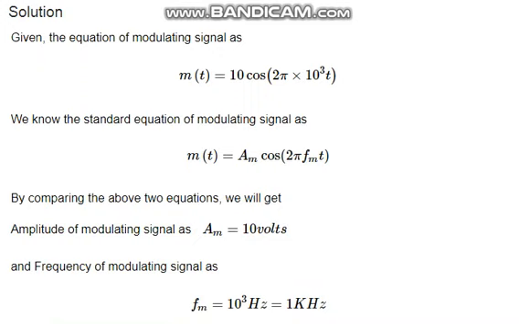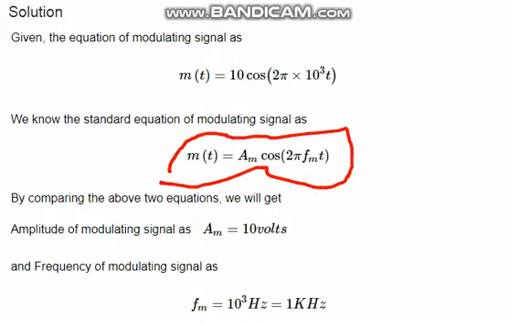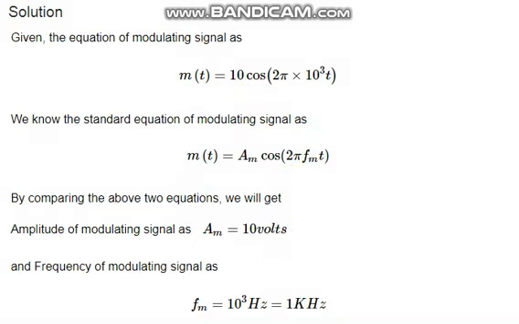There is a given equation of the modulating signal, m(t), and that is the standard equation of a modulating signal. First of all we have to set the standard equation of a modulating signal, that is m(t) = Am cos 2πfm t, to find what Am is and what fm is. From the 2πfm t you can get fm equal to 10^3 hertz, that means 1 kilohertz, and Am is 10 volts. First of all find out these two things.